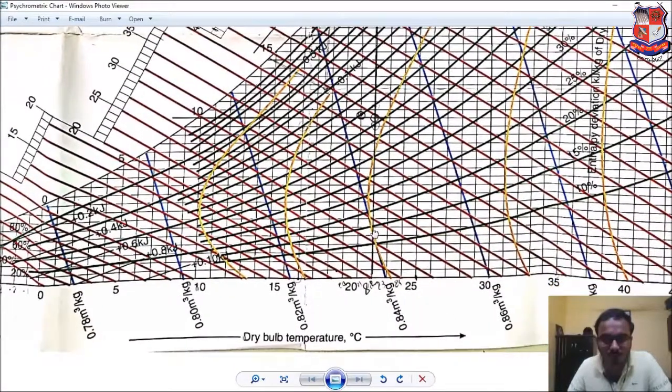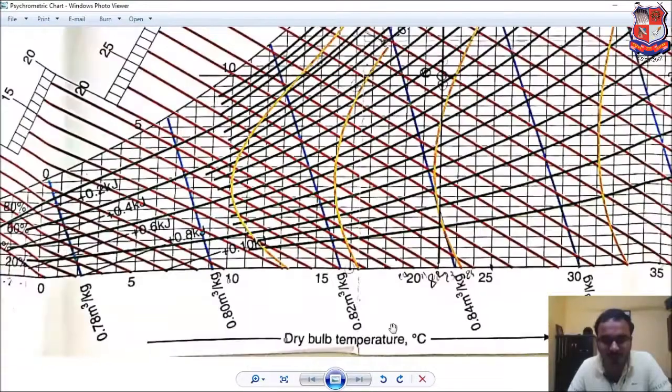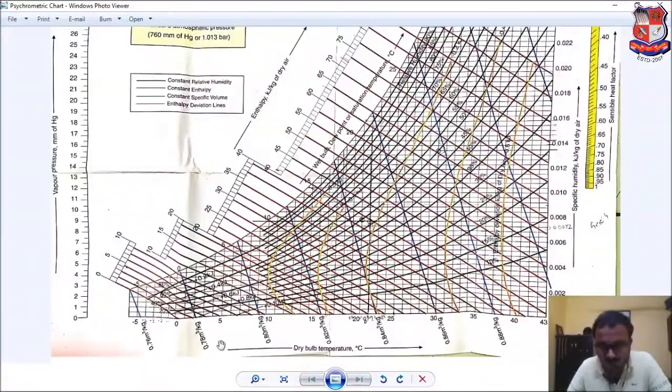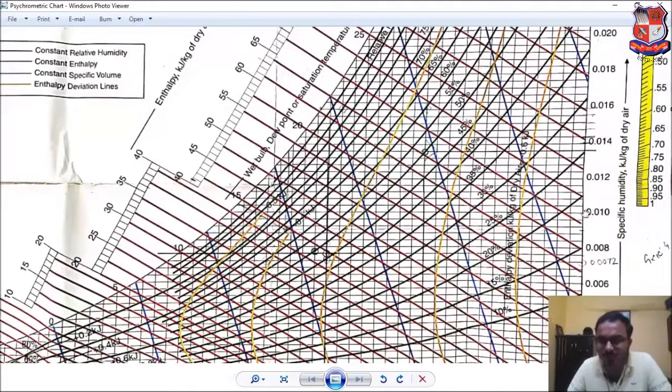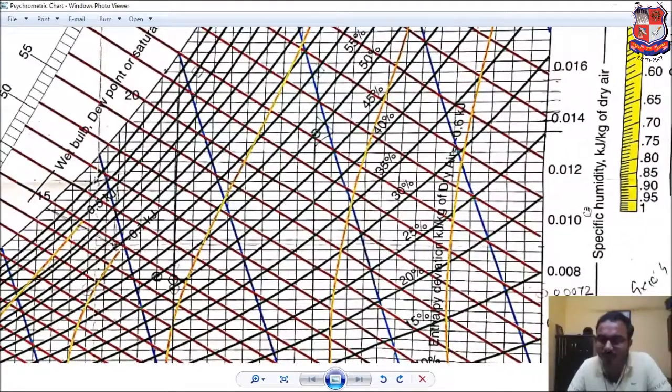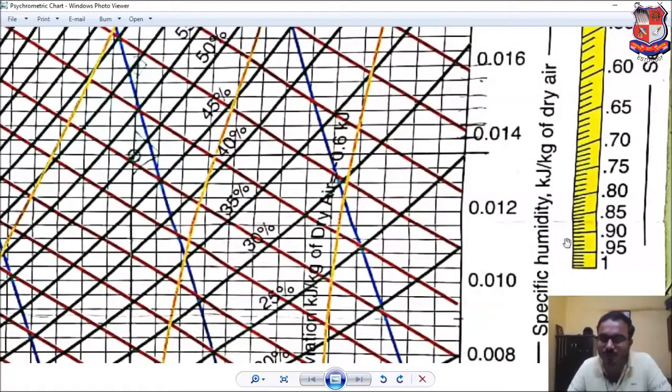So on the x-axis we are having dry bulb temperature, that is going from -5 to 43 degrees Celsius. This is the normal temperature that we measure with our usual thermometers. That is, dry bulb temperature is present on x-axis, and on the y-axis we are having specific humidity. Specific humidity is on the y-axis and its unit is kilogram per kilogram of dry air. There is a printing mistake here. It should not be kj, it should be kg. Okay.